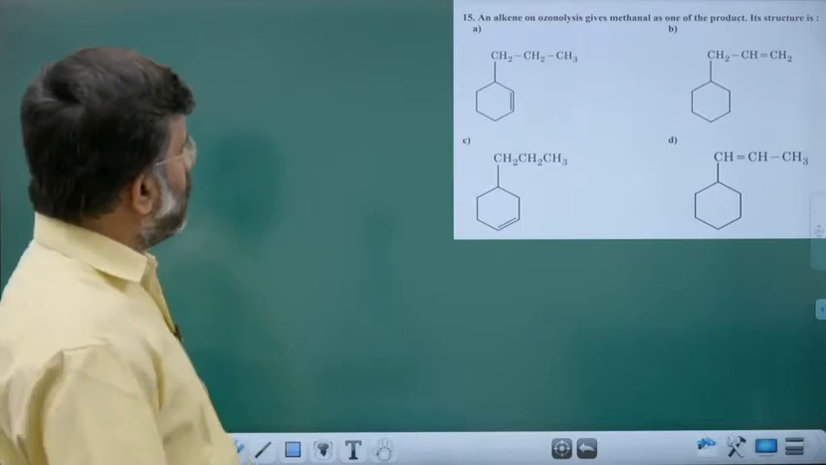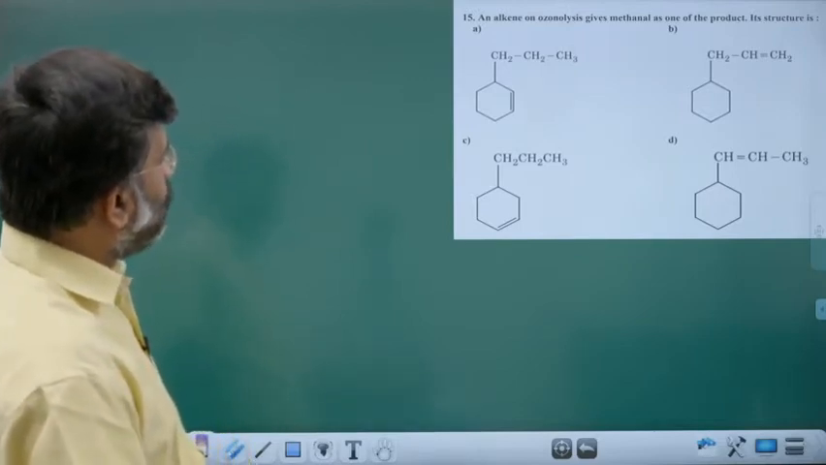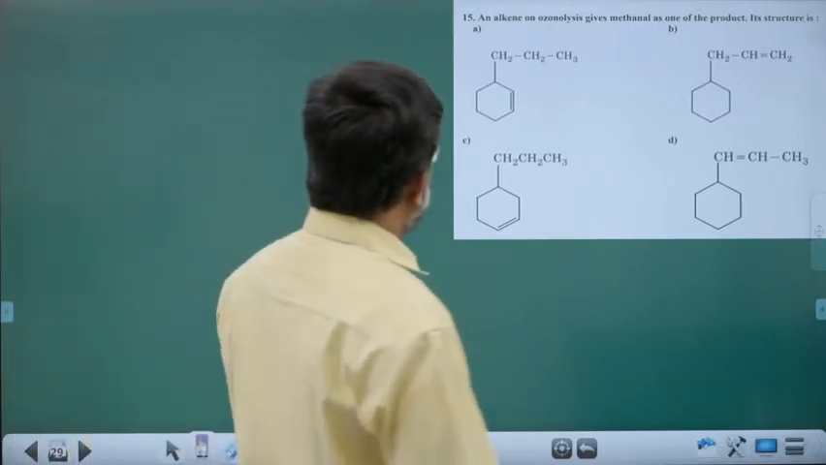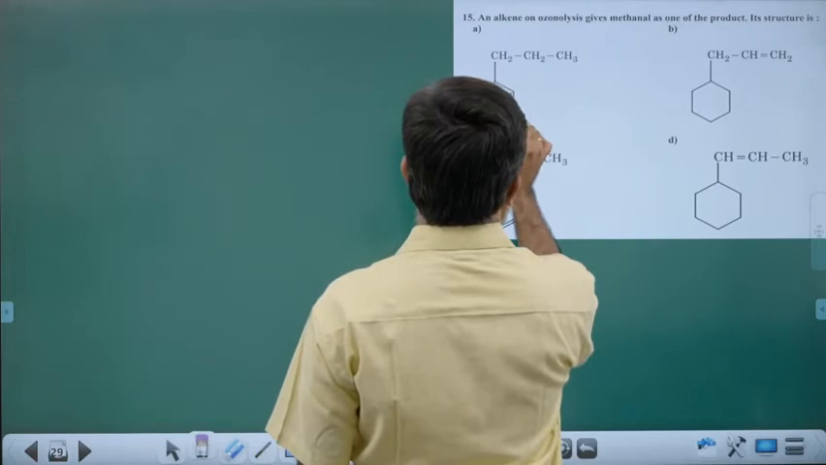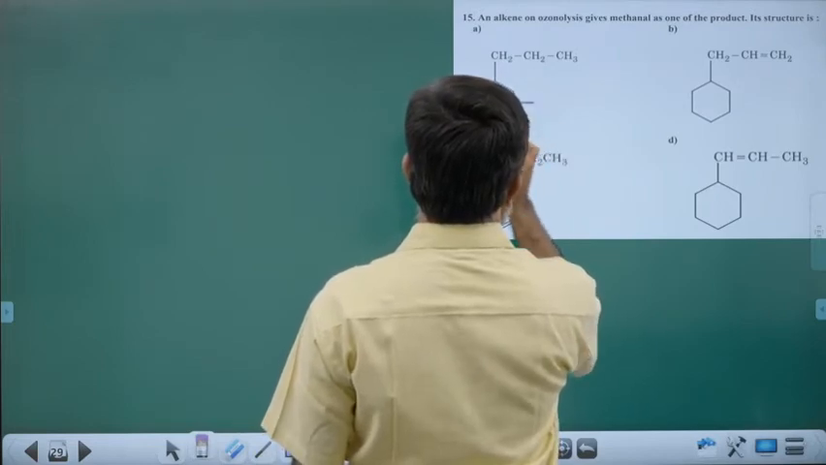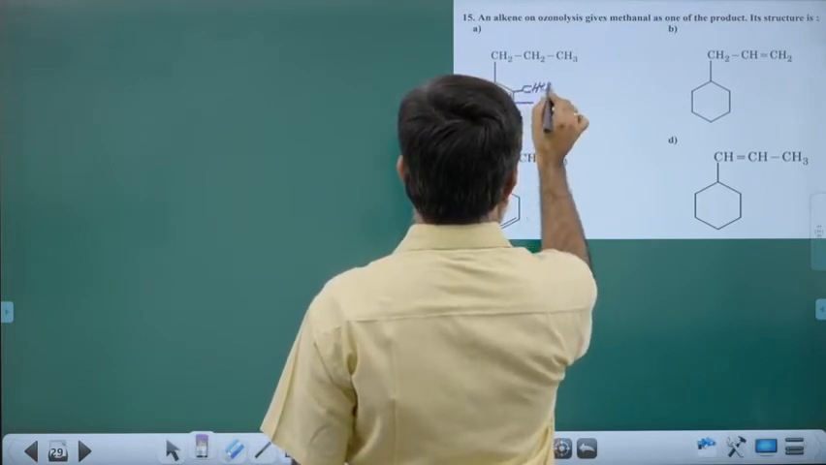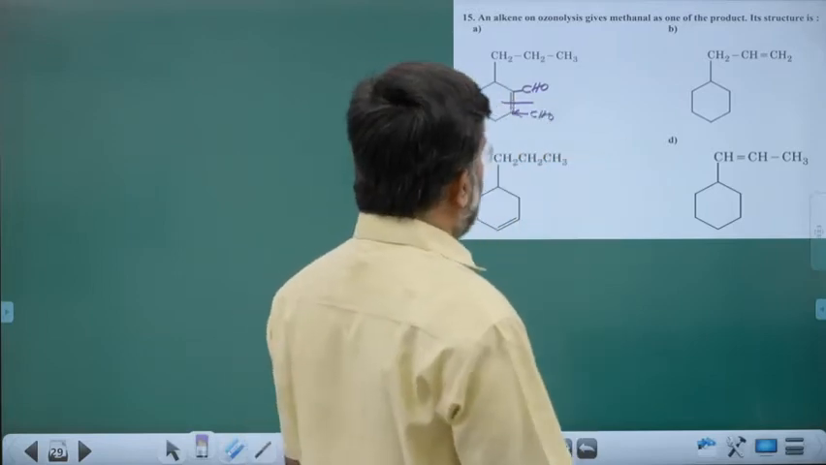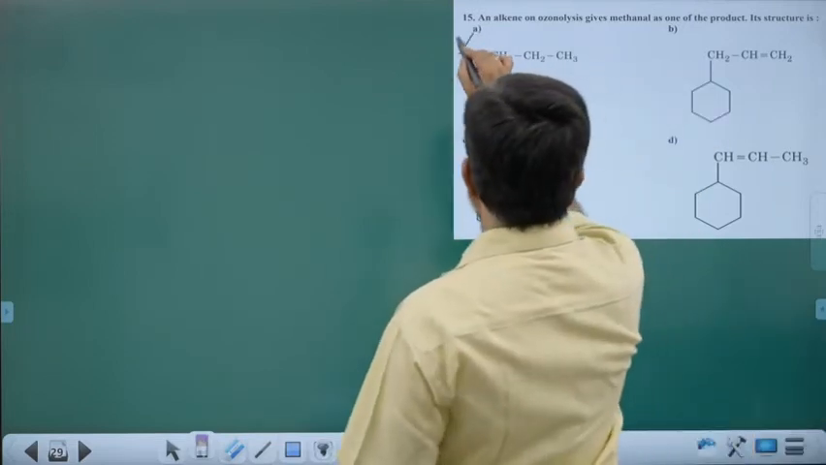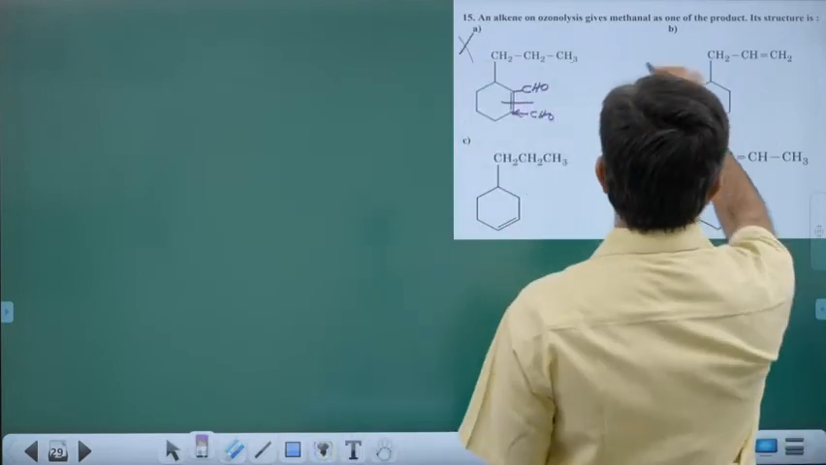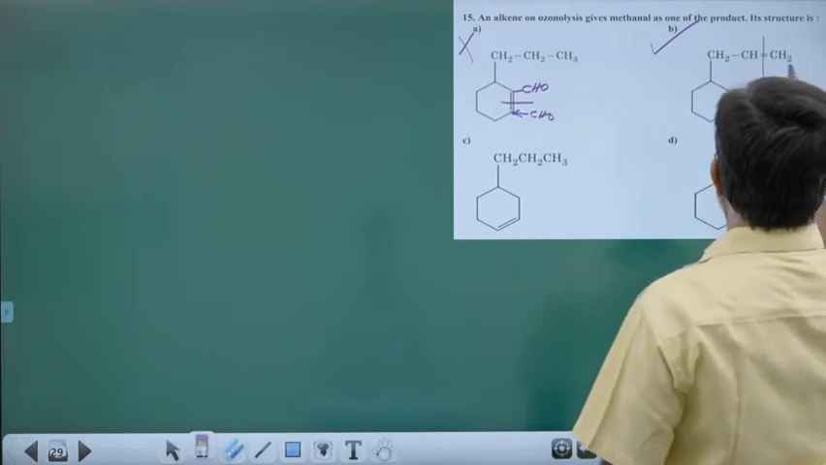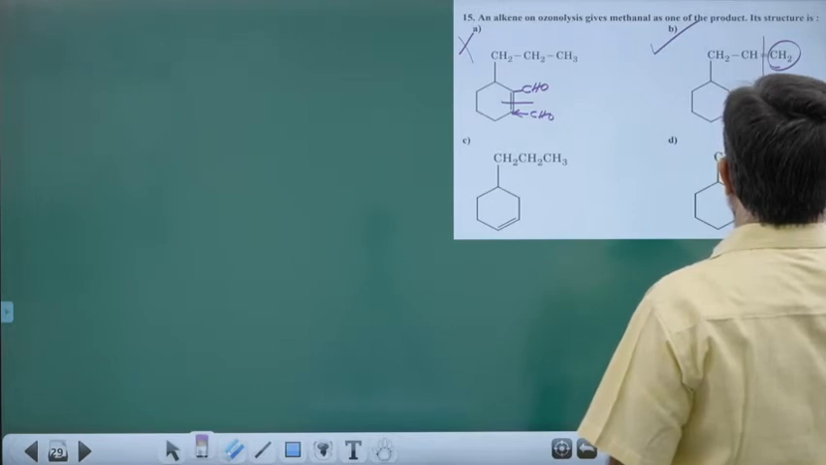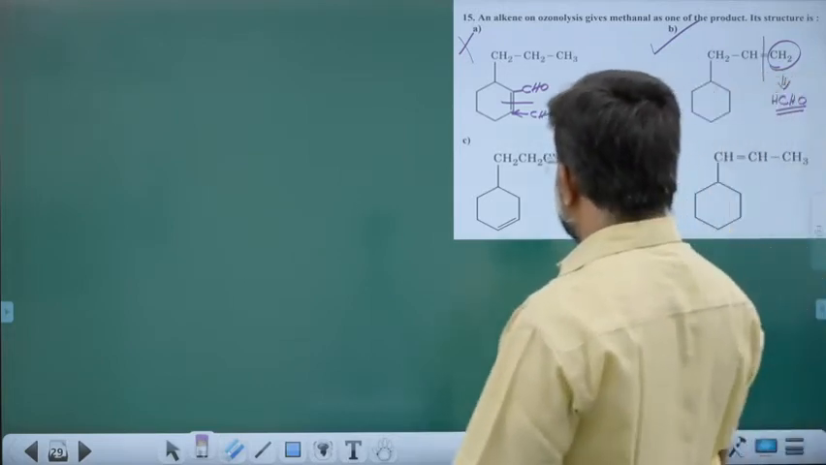Alkene on ozonolysis gives methanal as one product. Its structure is... See, if you take this for ozonolysis, it will break here. This carbon will become CHO and this carbon will become CHO. You don't get methanal, so that is out. Answer is B. Here it will break and this carbon will be converted to HCHO, methanal. And option B is the correct answer.